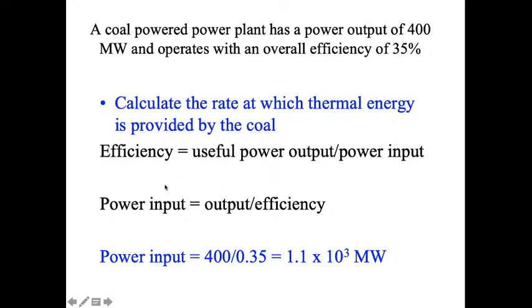So we'll manipulate our formula to solve for power input, and that will be our output, which is 400 megawatts, divided by our efficiency, which is 35%, 0.35. We get 1,100 megawatts of thermal energy input into this coal power plant.